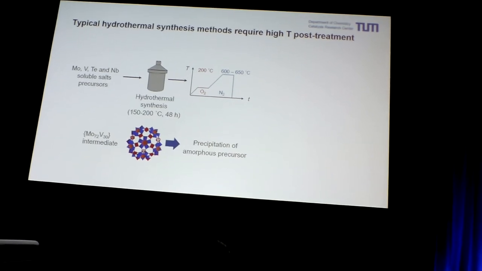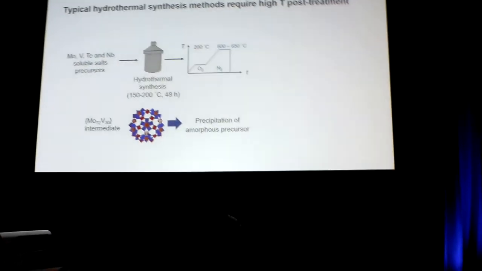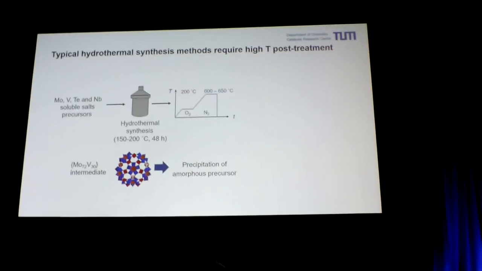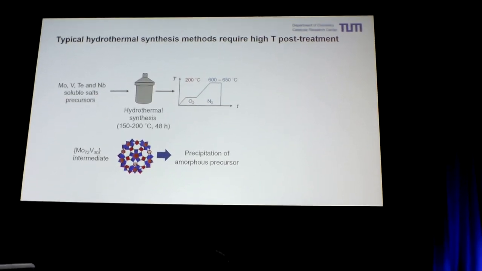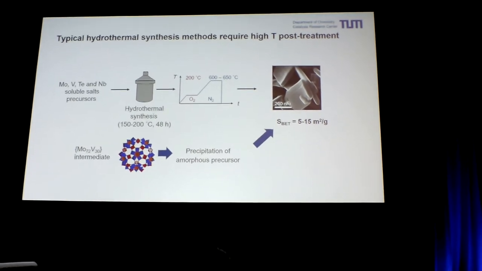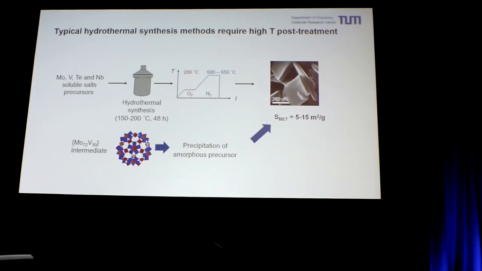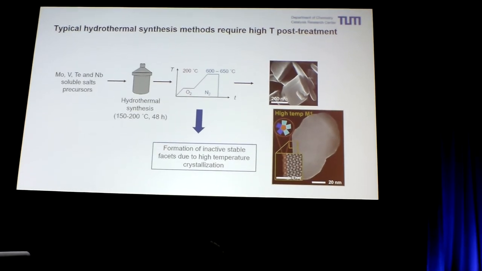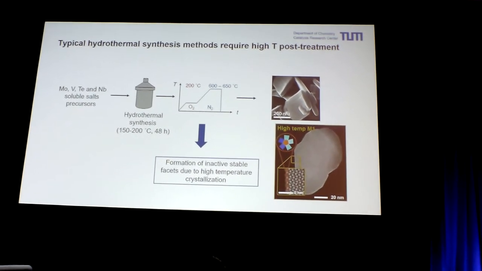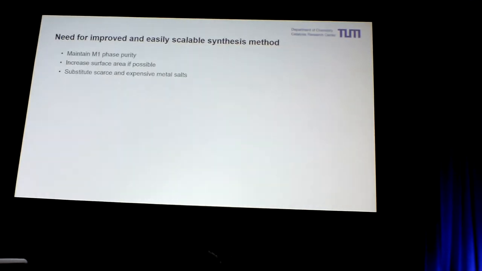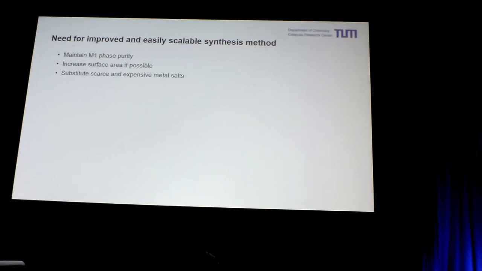Under this method, we have a precipitation of an amorphous precursor, and then we need to activate this precursor at high temperatures, about 600, 650 degrees, in order to generate the crystalline M1. In this way, we have materials that have 5 to 15 square meters per gram, and particles that very often present extended 010 inactive facets. So we see there is room for improvement for the synthesis method.